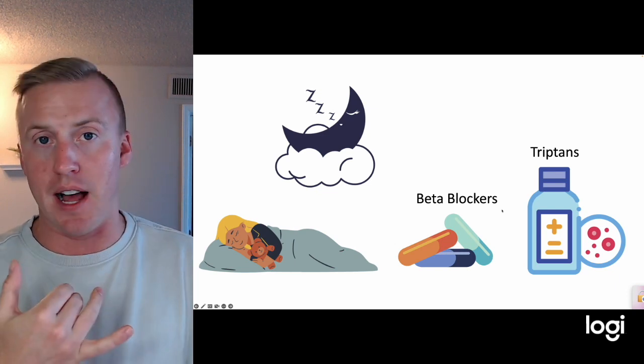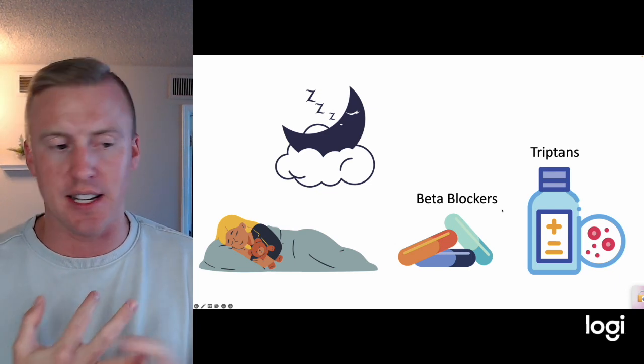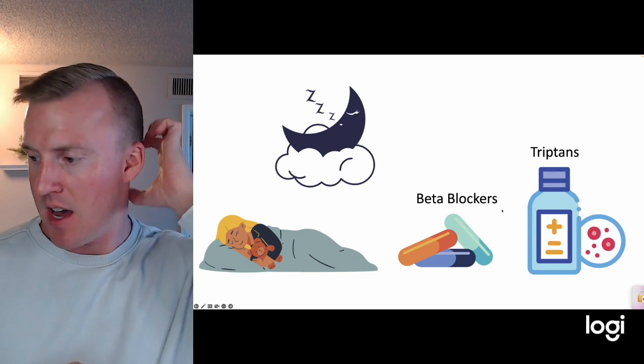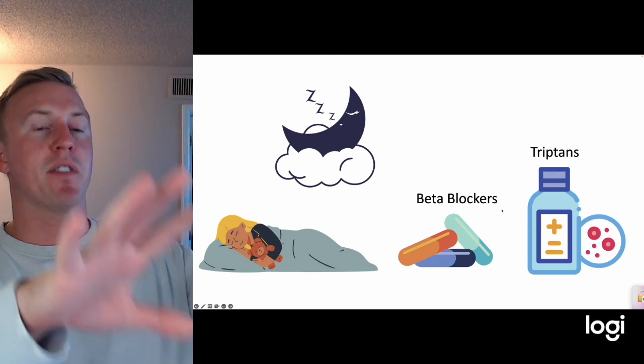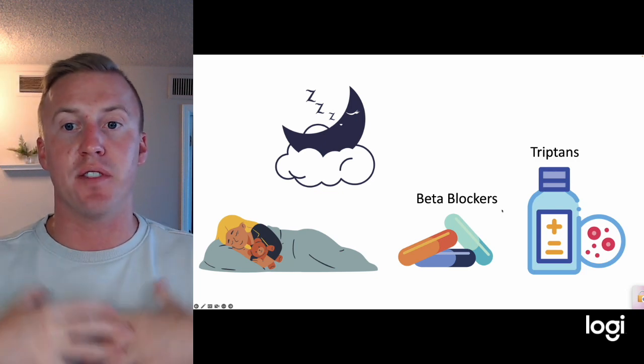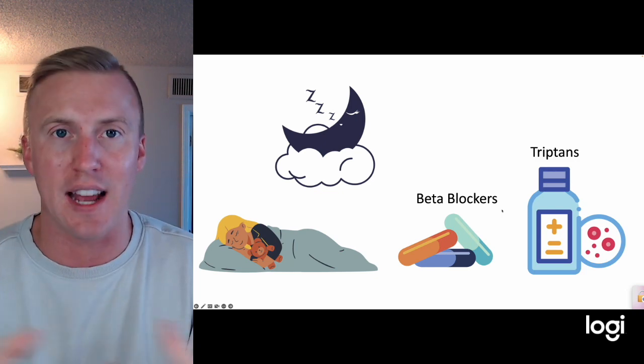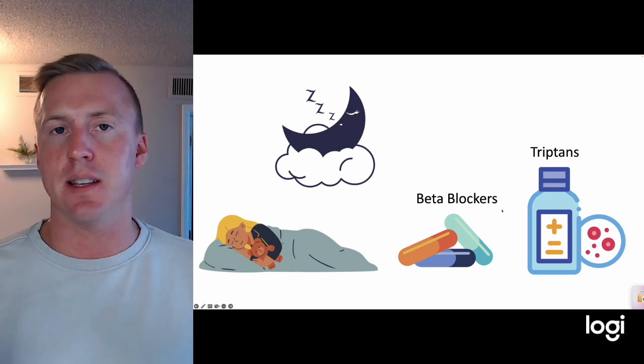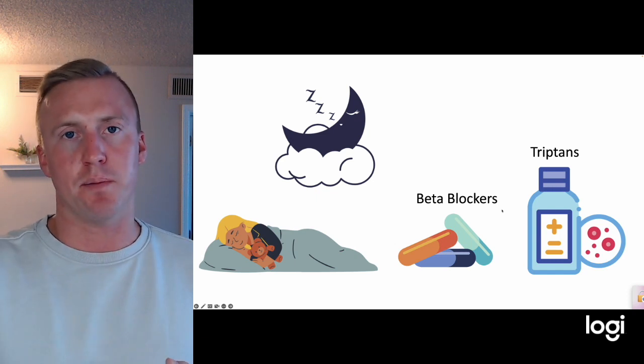And we also want to do our best to prevent those attacks from coming. So things like beta blockers can help, anti-epileptics can help, antidepressants can help. All these things can help prevent attacks from coming on. Now, if an attack does come on and we need to abort that attack, we can start with something as simple as NSAIDs or these triptans.